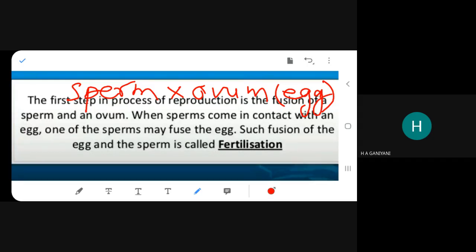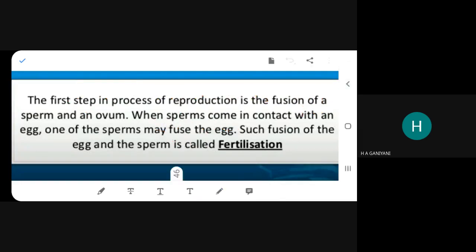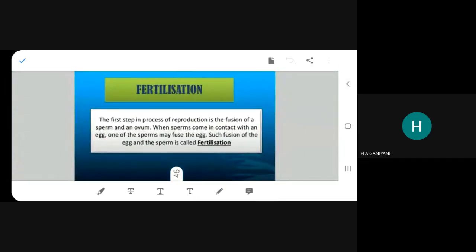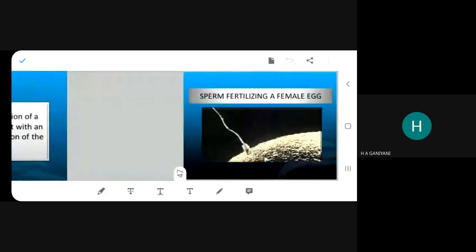So when they unite, they fuse. Unite means fuse. What do we get? Zygote. This is fertilization. When a sperm unites with ovum or egg and becomes zygote, this is fertilization. And zygote is one cell, remember that. So fertilization happens. This is called fertilization.